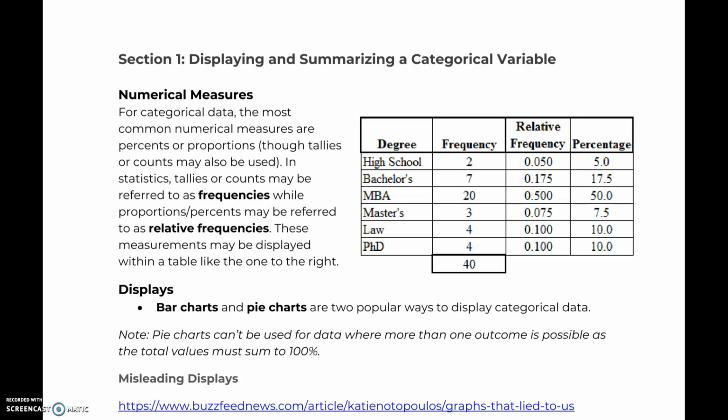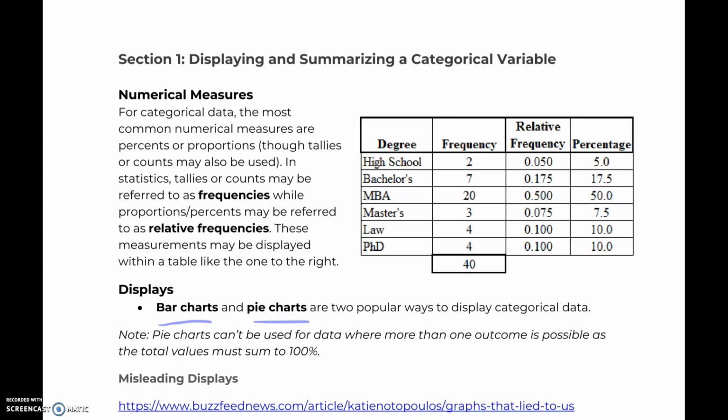So we're going to look at just a couple displays for the categorical variable. We already discussed in class bar charts versus pie charts. Both of these are used for categorical data. With bar charts, we simply have a bar that corresponds to either the number of responses within each category or sometimes the percentage as well. Same thing with the pie charts. One thing to note with a pie chart is that all the data has to add up to 100%. There's no way to have multiple responses, so that's one thing to look out for.